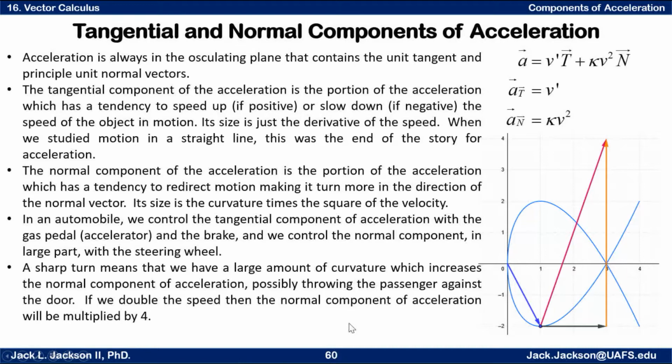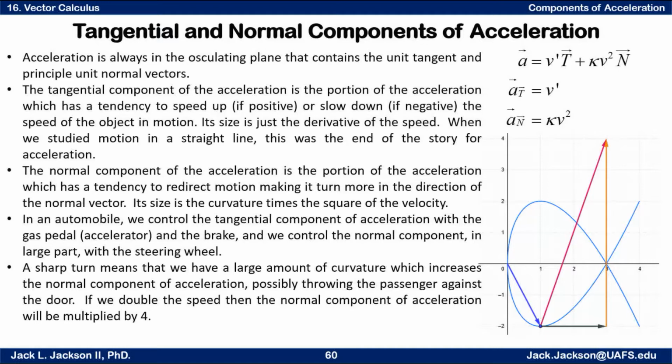So summarizing some of these results, here you can see the formulas we came up with. The acceleration vector is the derivative of the speed with respect to time times the unit tangent vector plus curvature times the speed squared times the unit normal vector, so that v prime is the component of the acceleration that's tangential, or in the direction of the motion, and the curvature times the speed squared is the component in the normal direction. So acceleration is always in the osculating plane that contains the unit tangent and principal unit normal vectors. So that's an important result.